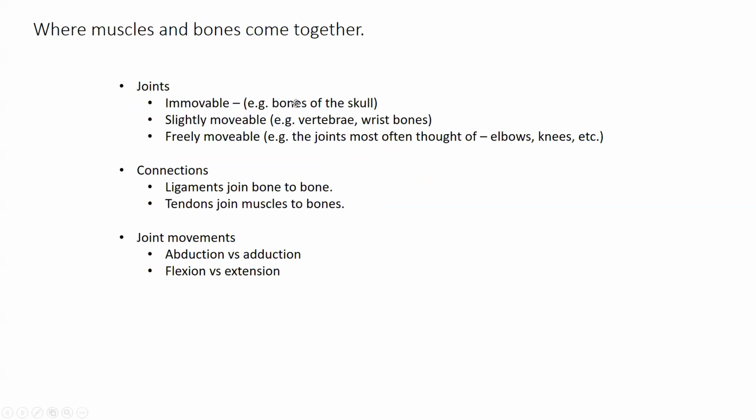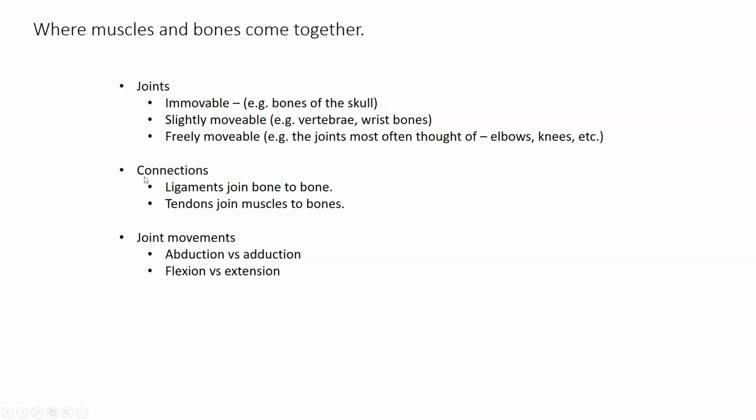The other thing about muscles and skeletons and bones is they come together into joints. There are 3 different kinds of joints. There are immovable joints, and you'd find those, for example, between the frontal bone and the temporal bone in the skull, where they don't move in relation to each other very much. Then you have slightly movable joints. The vertebrae don't move very much in relation to their neighbors. The wrist bones likewise don't move very much. And then you have the joints that you usually think of as joints, the freely movable joints: your elbows, knees, hips. Those are all freely movable joints.